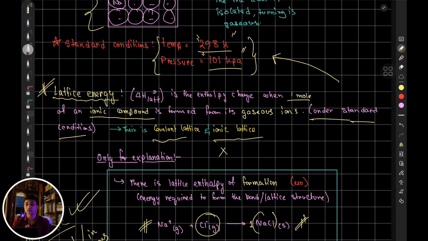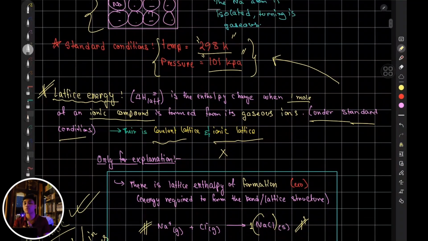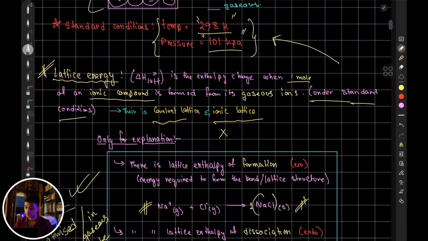So the value for lattice energy is always going to be negative. Why? Because forming bonds is always going to be exothermic. You're going to release energy when you're forming the bonds. Now, why is it that forming bonds is exothermic? Why is forming a bond exothermic?